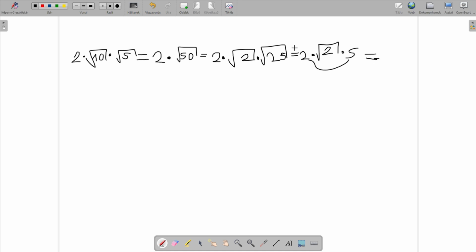And we can multiply the 2 and the 5 together, because it's a multiplication. The order in which we multiply the numbers basically doesn't matter. So this is 10 times the square root of 2, and I hope this video helped. I will probably upload more of these.